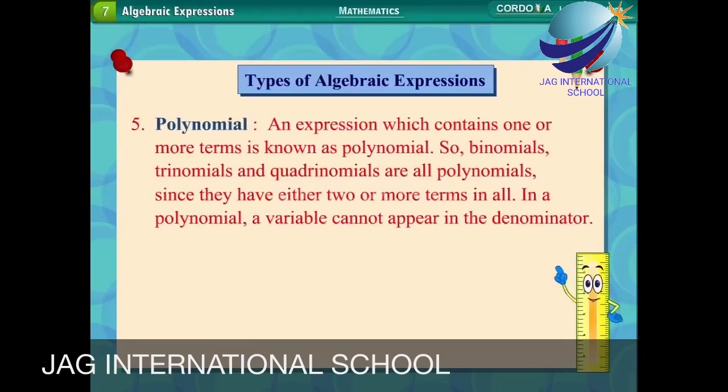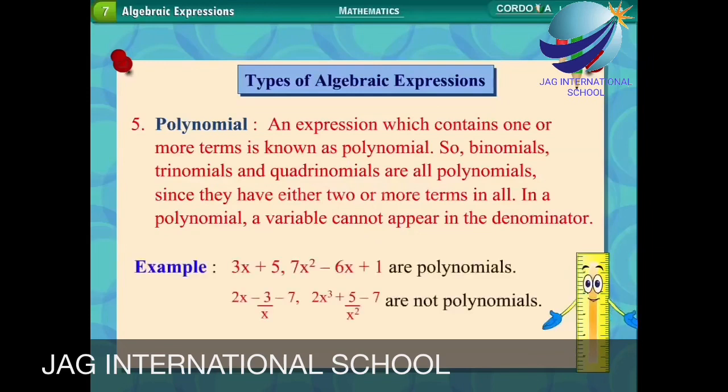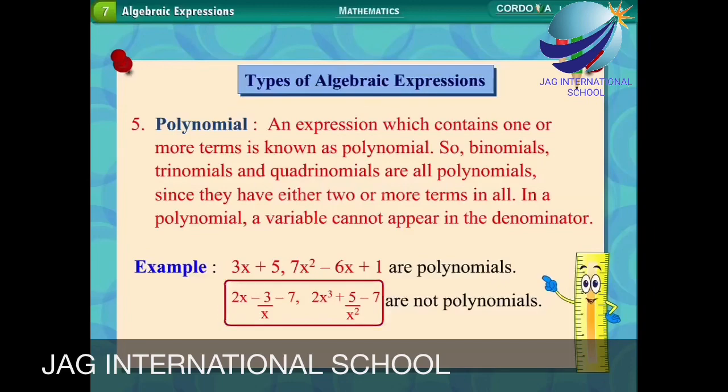Polynomial: an expression which contains one or more terms is known as a polynomial. So, binomials, trinomials, and quadrinomials are all polynomials, since they have two or more terms. In a polynomial, a variable cannot appear in the denominator. Example, 3x plus 5, 7x squared minus 6x plus 1 are polynomials. 2x minus 3 upon x minus 7, 2x cubed plus 5 upon x squared minus 7 are not polynomials.